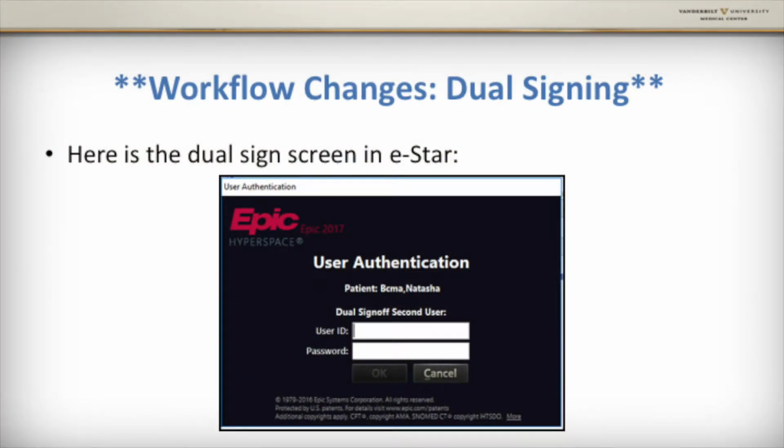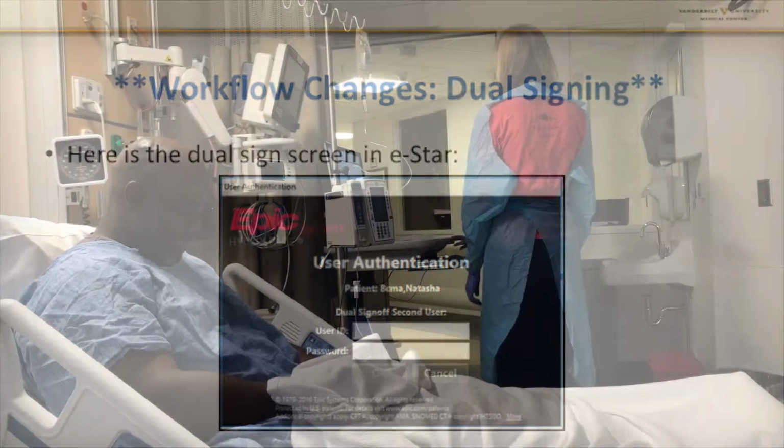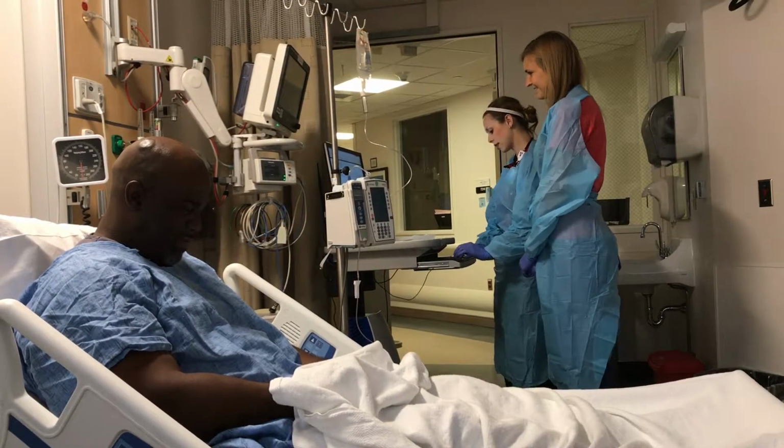This is what the dual sign screen looks like in eStar. You will simply need to enter your VUNITE ID and password. All right. Cosign.